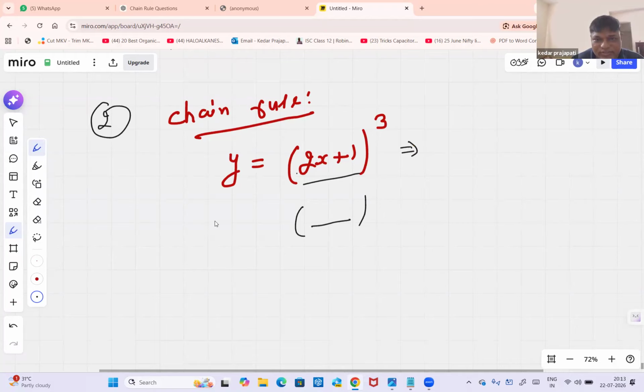Take this as x to the power 3. Now this is 3x square, into this much, d by dx of x. I'll go slowly. Now this one.